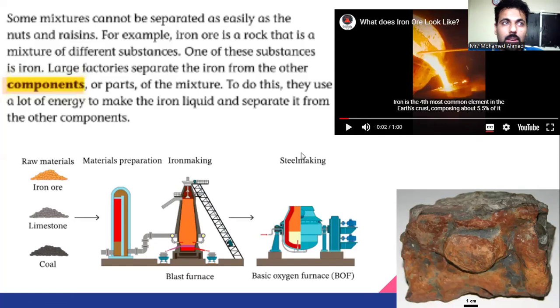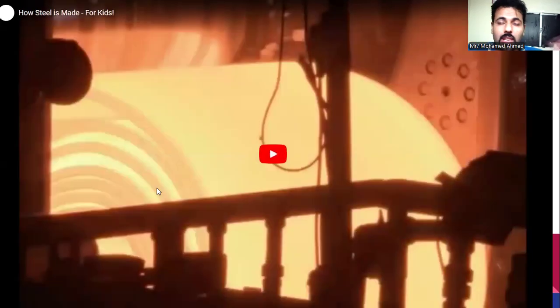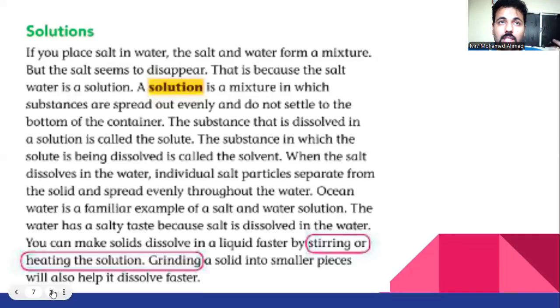Okay, that's enough now, and you can watch the video later. So, as you see, a mixture is mixing substances together. Maybe it's easy or almost easy to separate them, and some mixtures are hard to separate, such as iron ore.